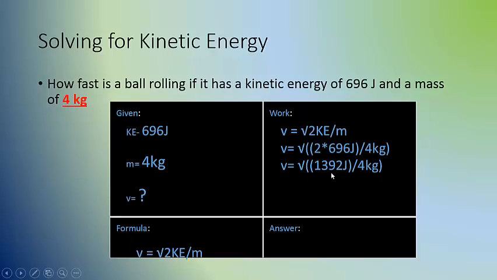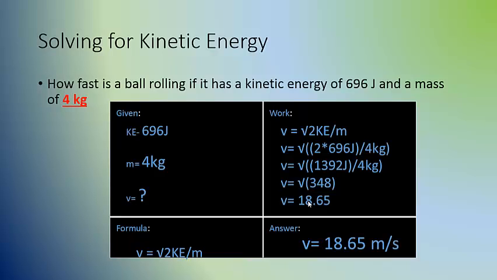We are still inside the parentheses, and we do our parentheses first. So when we divide, that gives us 348, and at this point, we square root our answer. And this gives us 18.65 for our velocity. So we pull that down into our answer box. V equals 18.65. 18.65 what? 18.65 meters per second. So we include our unit.